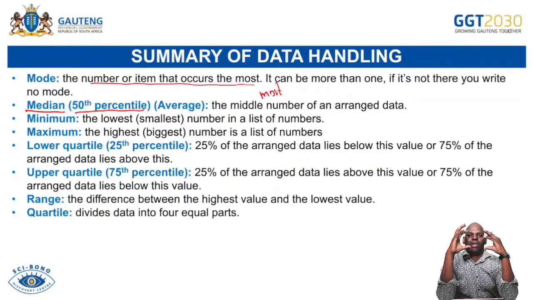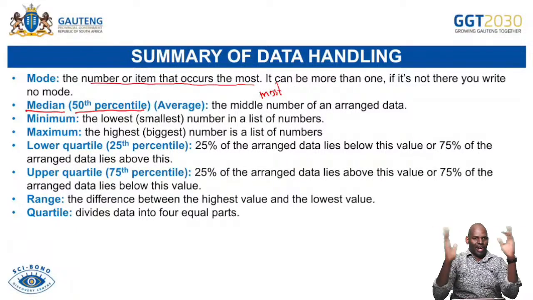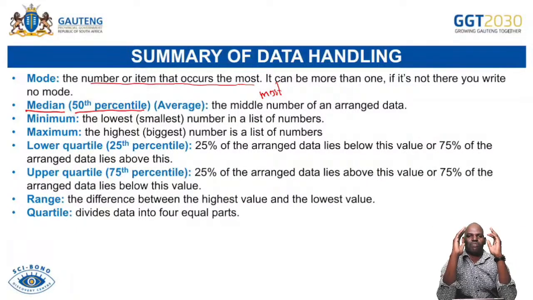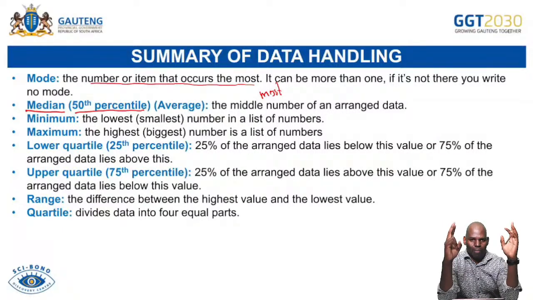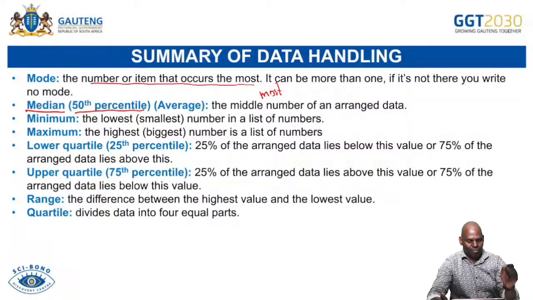And remember that if you've got an odd number of values, then you are always going to have one value in the middle after you have arranged them. And then if you've got an even number, it means you are always going to have two values in the middle. So what do you do if you've got two values in the middle? You add them together and then divide by 2.